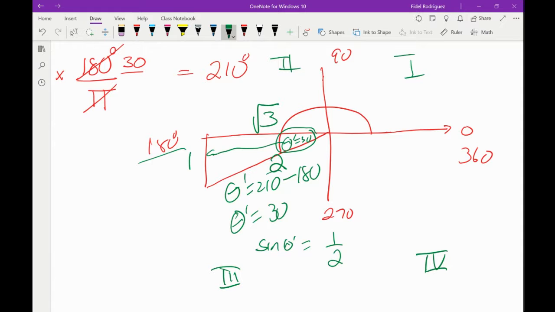Okay, remember how we defined the sine? We said the sine was always y over the radius, right? Y over r. A lot of times in a unit circle, we would just put y because the radius is 1. But in quadrant 3, is my y value positive or negative? So the sine of 210 is actually going to be a negative 1/2, right?